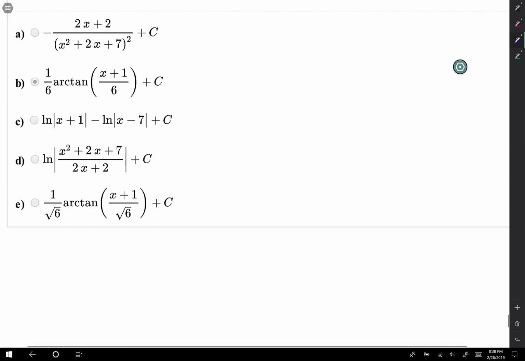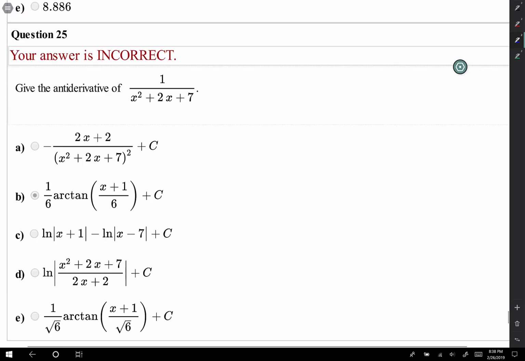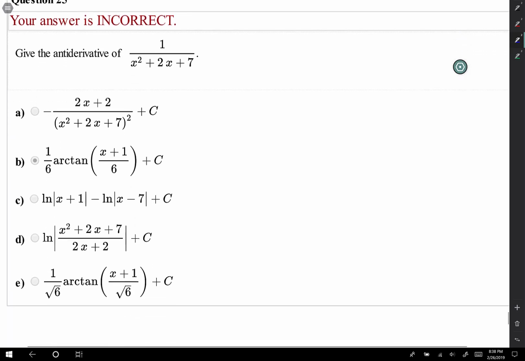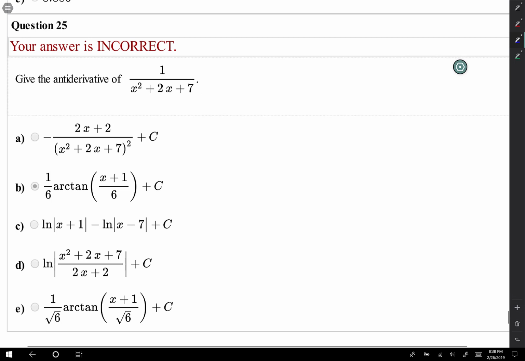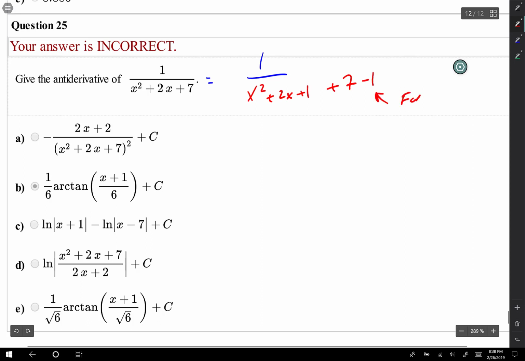This one you're going to have to complete the square. Is this the last one? Oh yeah, awesome, cool. So you're going to have to complete the square, and so let's do it. So first complete the square. 1 over, I like red better. I hope you guys like red better. x squared plus 2x, and I'll put plus 7. 2 divided by 2 is 1, and 1 squared is 1, so plus 1, minus 1. I put that minus 1 for balance.